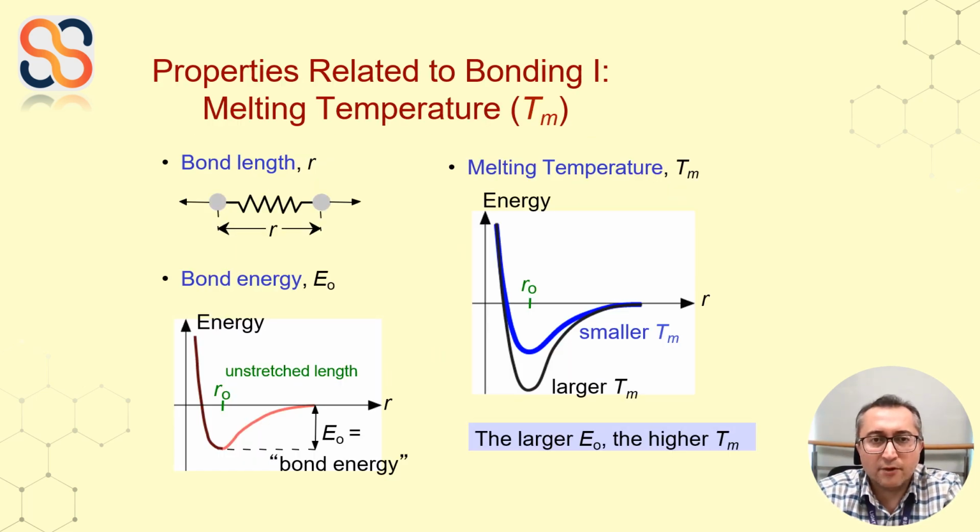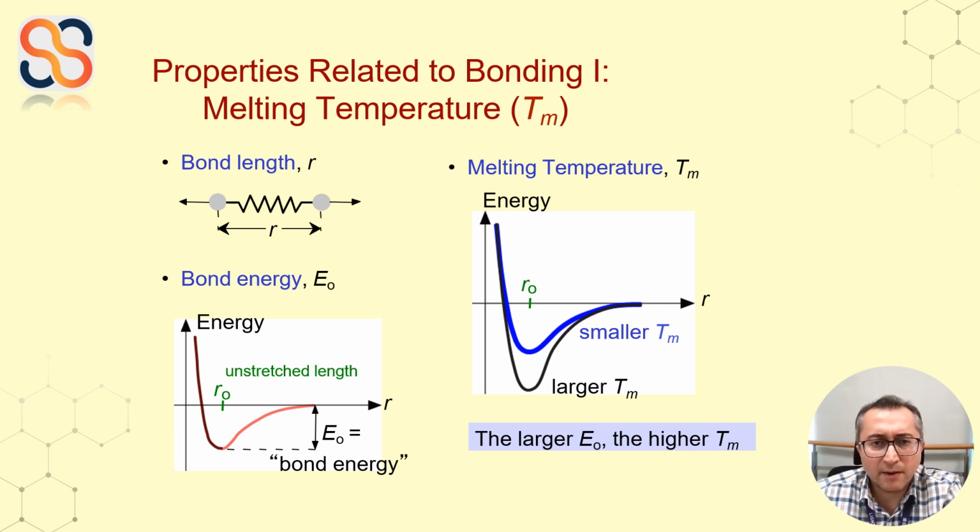Now, let's focus on the properties related to bonding, focusing on melting temperature and how it relates to bond length and bond energy. So, first off, melting temperature, or Tm, is a key property of materials that tells us how much energy we need to apply to break the bonds holding the material together. The melting point is significantly influenced by the type and strength of the bonds in a material.